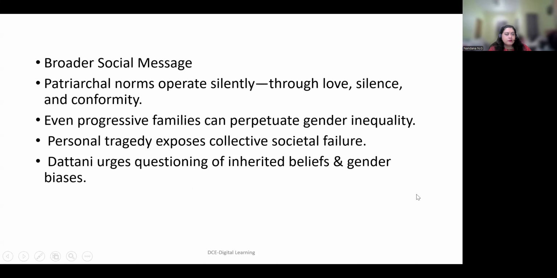So the broader social message that we get in the play is that patriarchal norms operate silently through love, silence, and conformity. Even progressive families can perpetuate gender inequality. Personal tragedy exposes collective societal failure. Dattani urges questioning of inherited beliefs and gender biases.